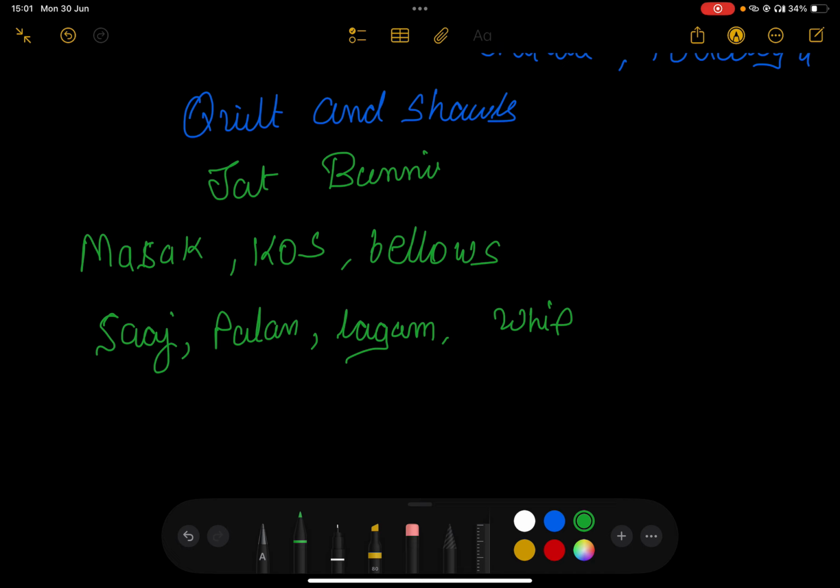Okay, so basically, you need to Google all these things. But for example, what is bellows? So you will see photograph of bellows, and you will understand what is bellows. It would be a better exercise.